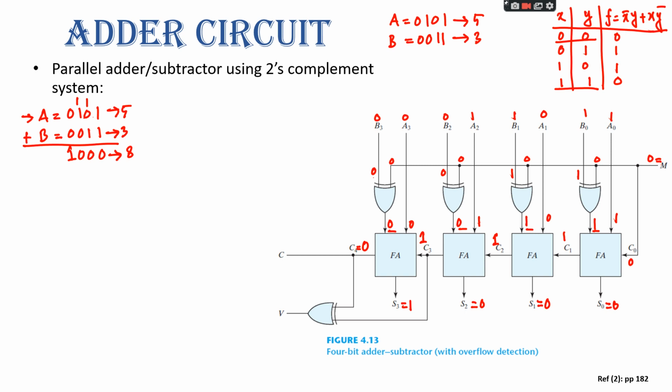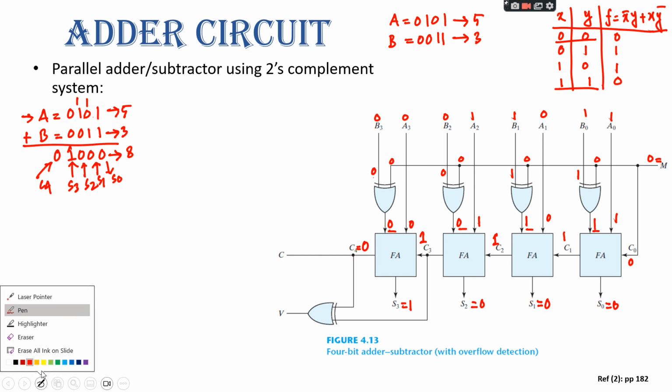Yes, sir. So whatever you got here, that should be my S3, that should be my S2, that should be my S1, and that should be my S0, right? And since there is no carry, this should be my C4, which is here, right? Yes, sir. So by giving control command 0, we can add two numbers. Now let's see what happens when we put the control command as 1.